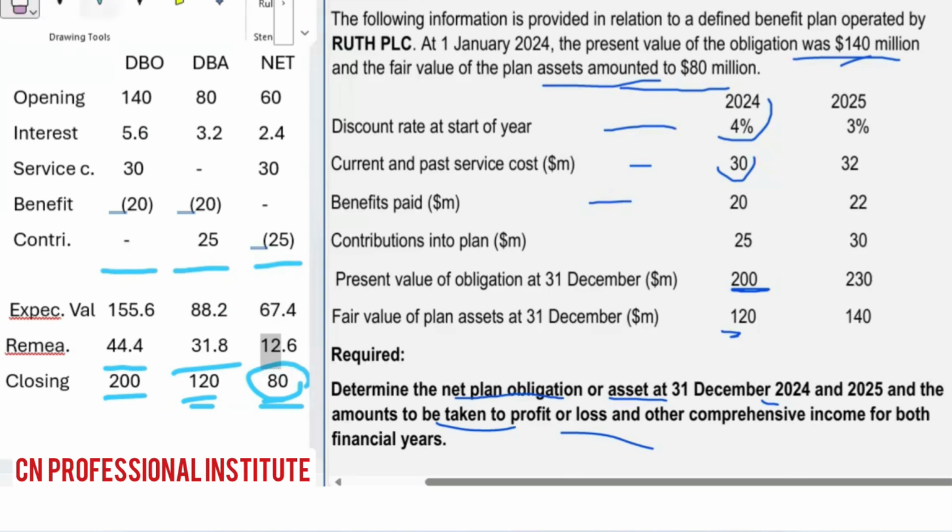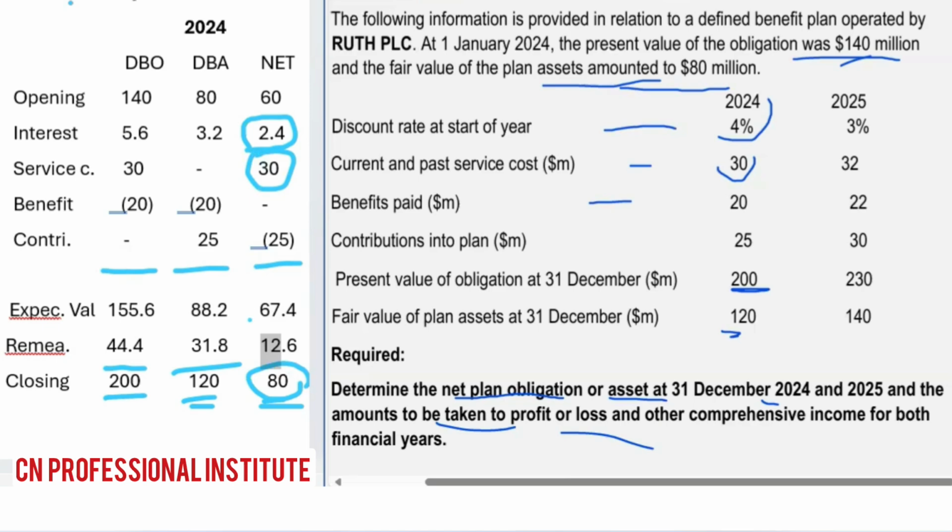Before we go to 2025, we should also find the amount to be taken to profit or loss and other comprehensive income. The interest expense, we record it in P&L as interest cost. The service cost also goes to P&L. So these are the two expenses we record in the P&L.